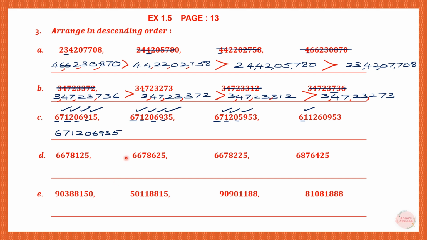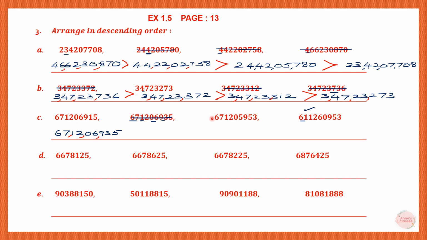Now let's put commas. Ones, tens, hundreds, comma will come here. Thousands, 10,000s, comma will come. Lakhs, 10 lakhs, comma will come here. So let's put the commas here accordingly. Now let's read the number. 67 crore 12 lakh 6,935. So we finish with this number. Let's cancel it off so that we won't get confused.